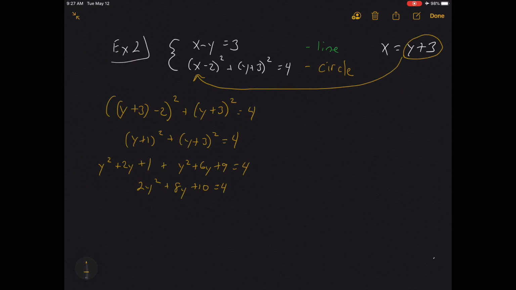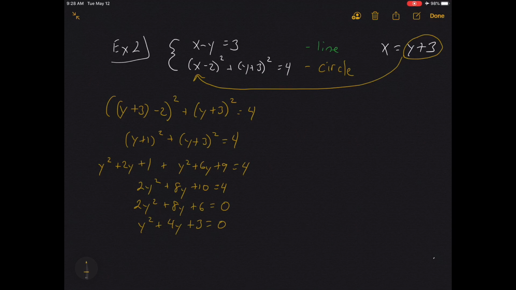So now I have to get everything to one side, so I'm going to subtract the 4 from both sides to make the right side equal to 0. So we'll have 2y squared plus 8y plus 6 equals 0. Now the one thing that I see here is that I have a 2 in common. I can divide the 2 out of both sides of the equation. If I divide every single term by 2, which includes the 0, but 0 divided by 2 is still 0, we get y squared plus 4y plus 3 equals 0.